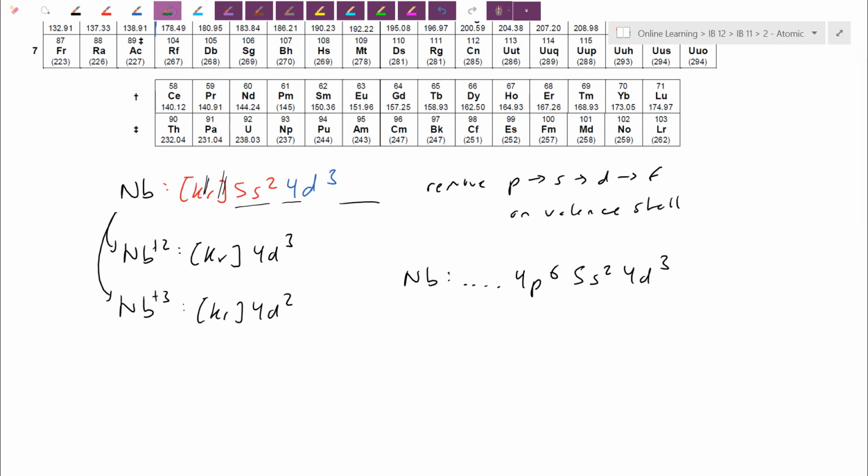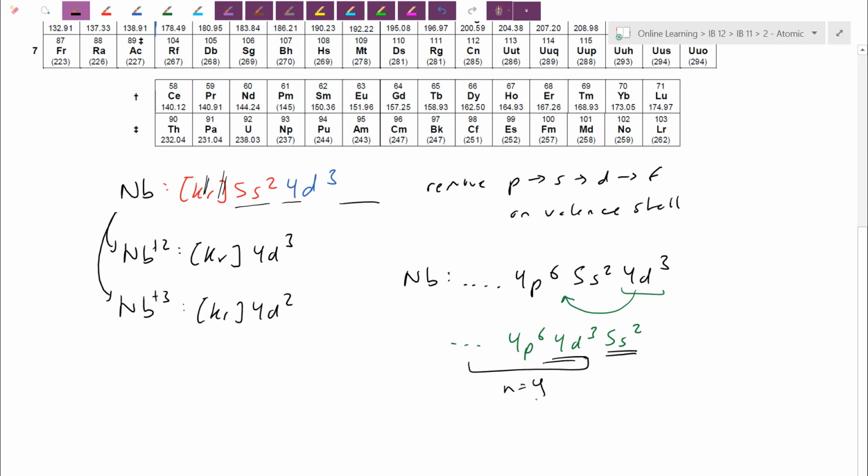What IB would typically do is put the 4d in front. In that case, at least all your energy level 4 electrons are together. The left-right order didn't matter because I still see the 5s is full, but the d's are still constantly being added. If you do IB's way and put all the energy level 4 ones together, you don't necessarily need to memorize this order: remove P, S, D, F.